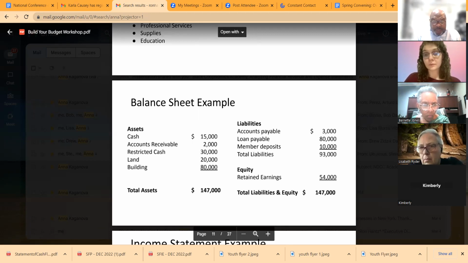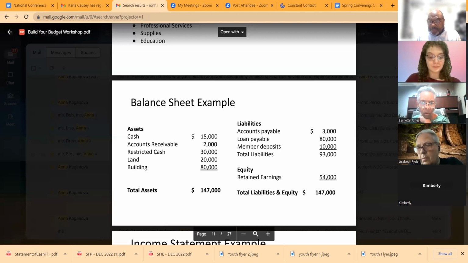And land 20,000 and the building 80,000. And so on the asset side, $147,000. On the liability side, she has accounts payable for 3,000, loan payable for 80,000, member deposits for 10, and that's total liabilities of 93,000. And then retained earnings, what will be retained earnings?